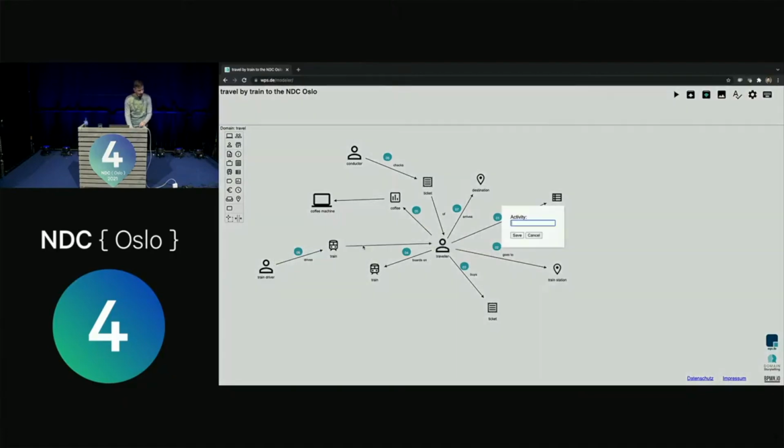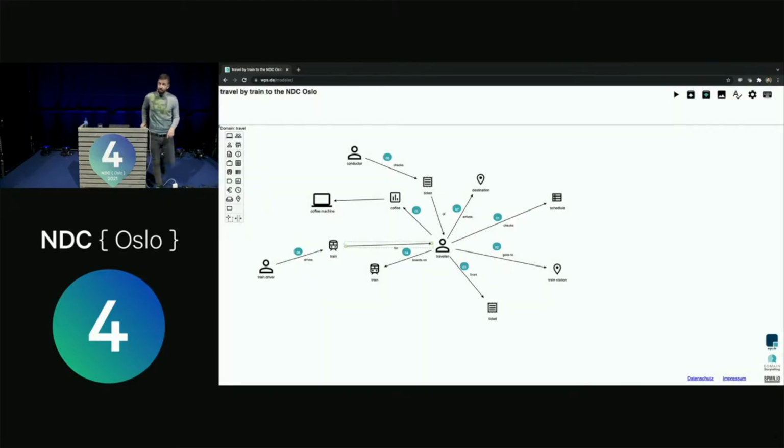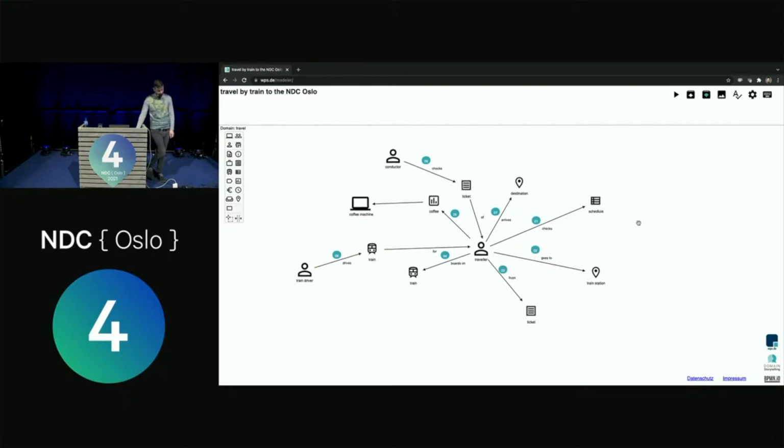And can you see the numbers here? So this train driver, this is now step 8. That's probably too late, right? This should be done before the coffee, right? So this should be step 5.